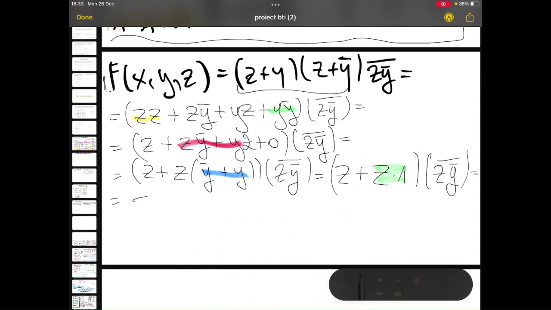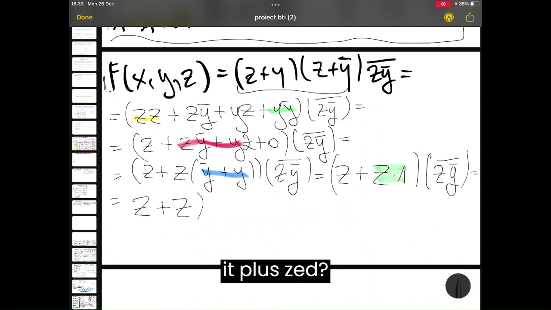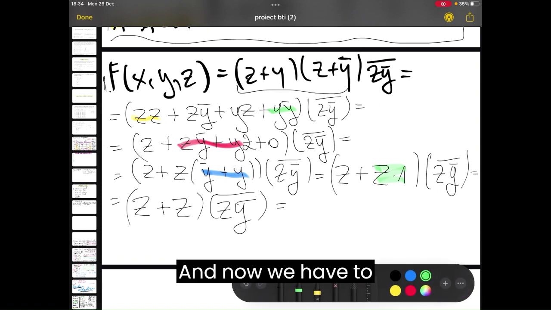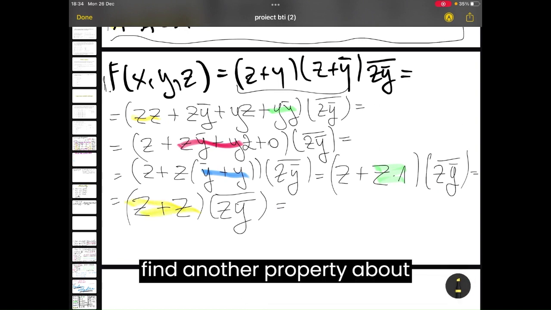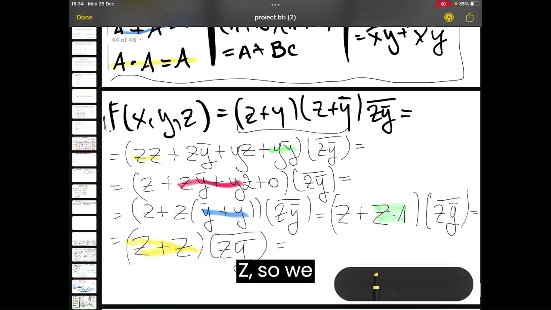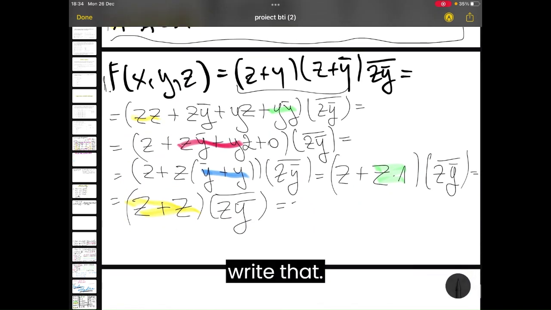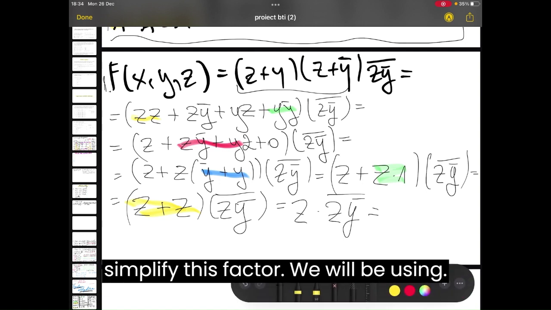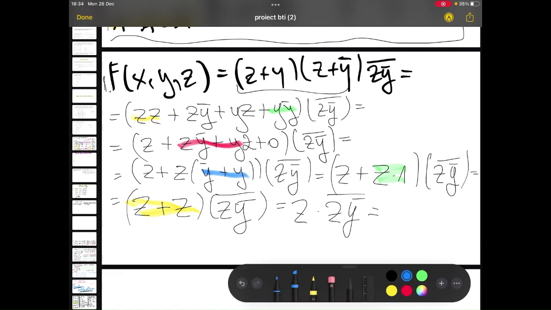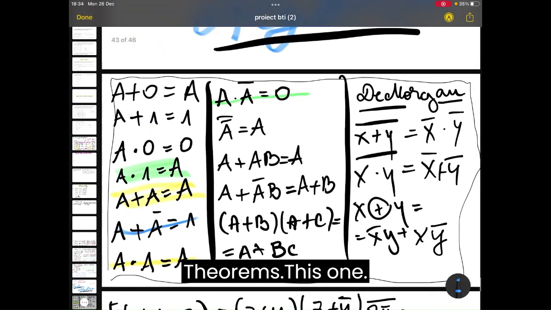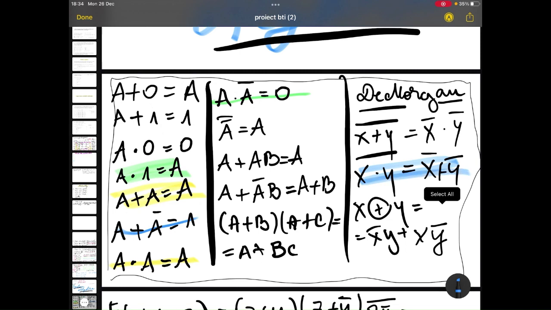So z plus z, everything multiplied with this, and now we have to find another property about z plus z, which equals z. So we write z or this factor, and now we have to simplify this factor. We will be using one of the De Morgan's theorems, this one.